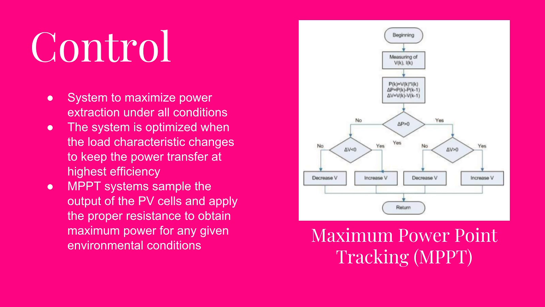This is a maximum power point tracking system. The maximum power point tracking system is a technique used commonly with photovoltaic solar systems to maximize power extraction under all conditions. The central problem addressed by MPPT is that the efficiency of power transfer from the solar cell depends on both the amount of sunlight falling on the solar panels and the electrical characteristics of the load. As the amount of sunlight varies, the load characteristic that gives the highest power transfer efficiency changes, so that the efficiency of the system is optimized when the load characteristic changes to keep the power transfer at highest efficiency.